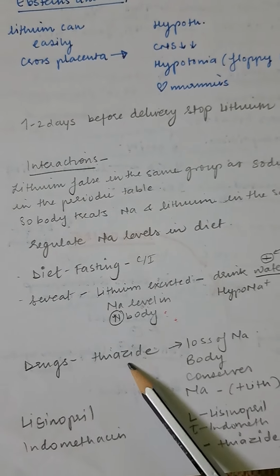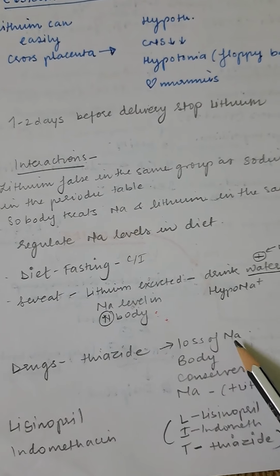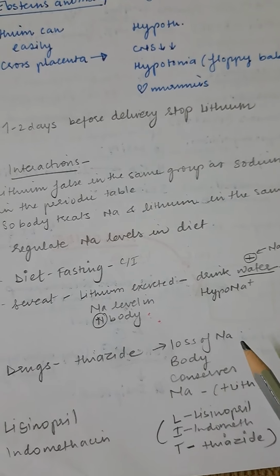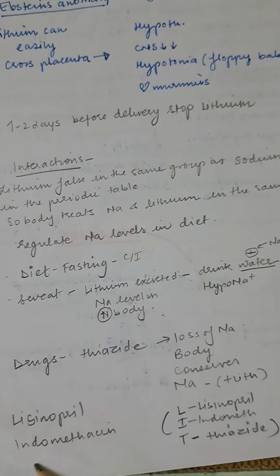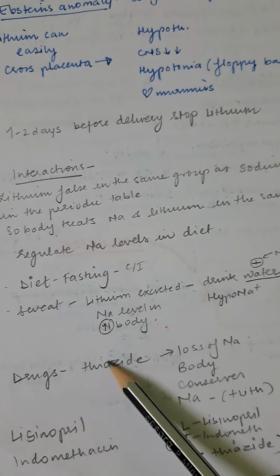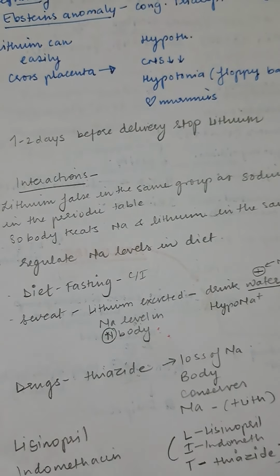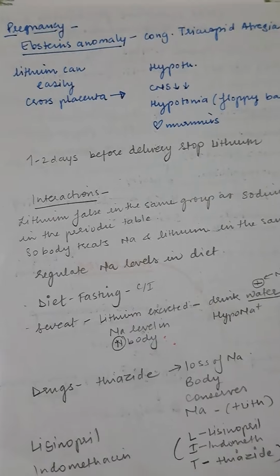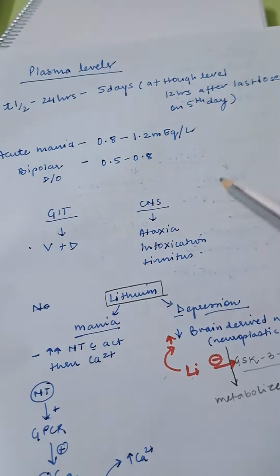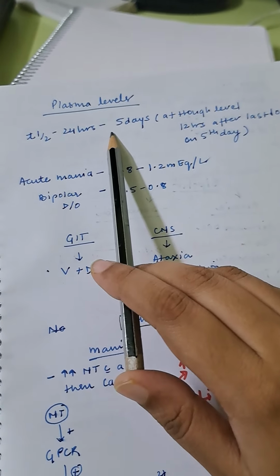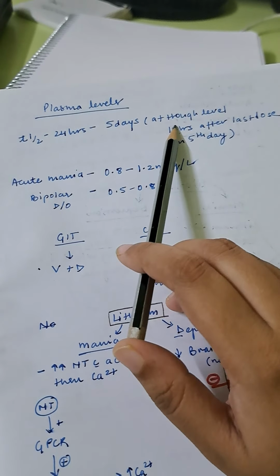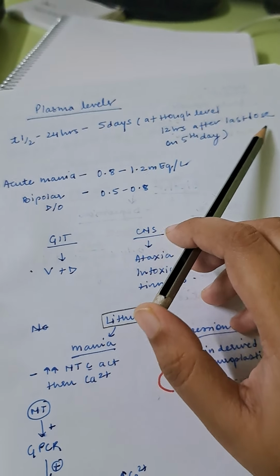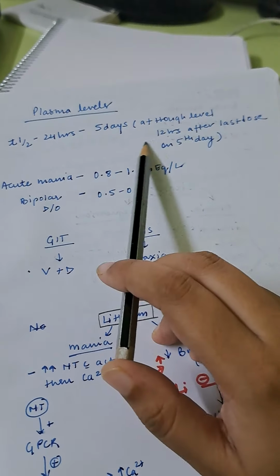Drugs, they have to avoid thiazide because they lose sodium, so they lose lithium as well. Lisinopril and indomethacin. So all these drugs are to be avoided during lithium medication. Plasma levels, T half is 24 hours to 5 days. At trough level, 12 hours after last dose on the 5th day.